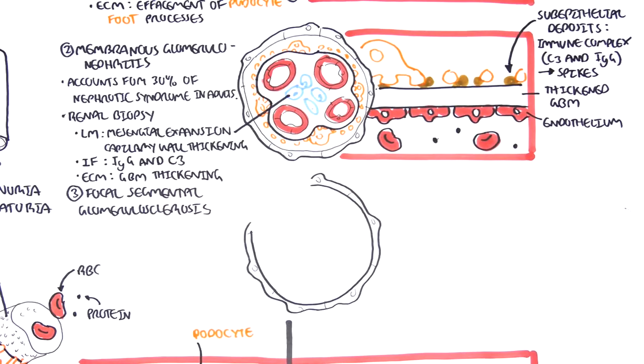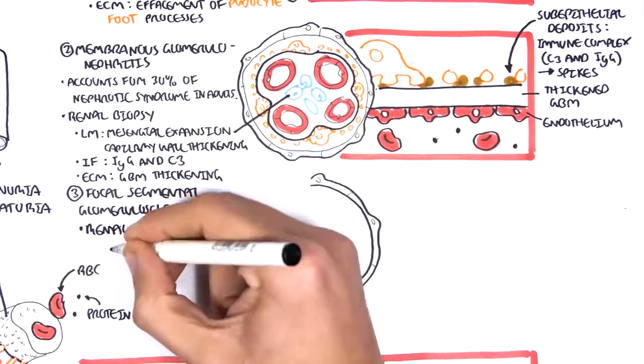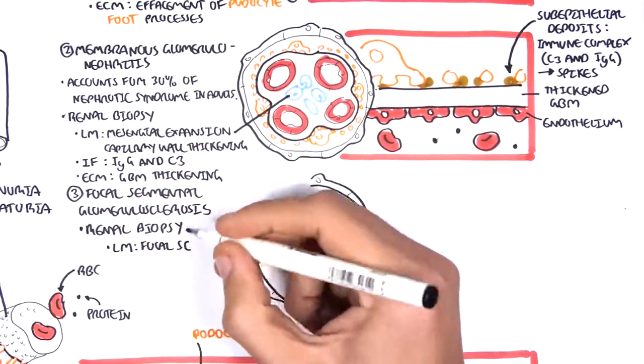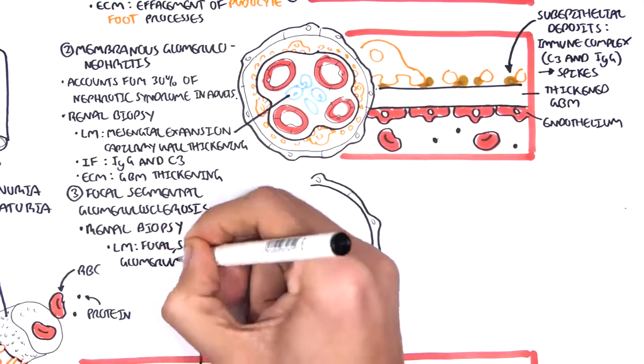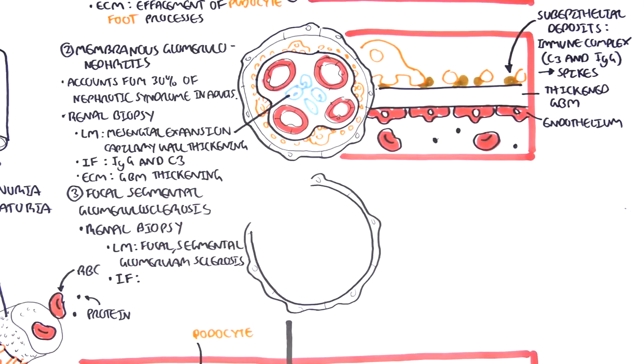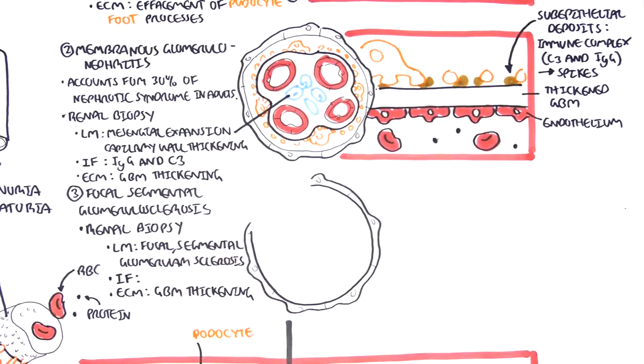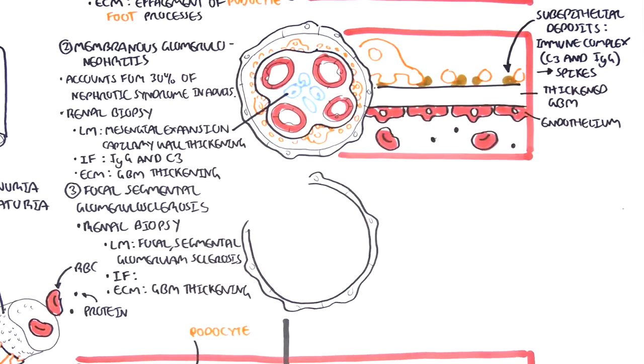Last type of primary nephrotic syndrome we're going to talk about is focal segmental glomerulosclerosis. Renal biopsy, the light microscopy will show focal segmental sclerosis of the glomerulus. Immunofluorescence will not really show anything, and electron microscopy can reveal glomerular basement membrane thickening.